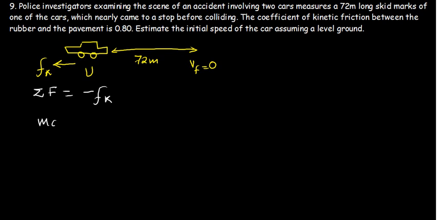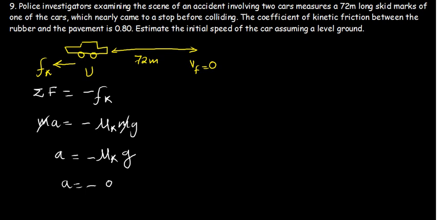Kinetic friction is given by negative coefficient of kinetic friction multiplied by the normal force, because this is level ground. Normal force is mass times gravity, so the masses cancel out. Acceleration is going to be given by negative mu k multiplied by gravity. Acceleration is negative mu k, the coefficient of kinetic friction, we've been told that's 0.80, and then g, that's 9.8. The acceleration therefore is negative 7.84 meters per second squared.